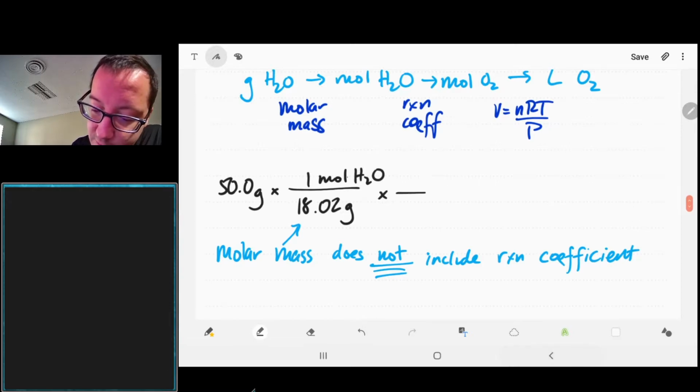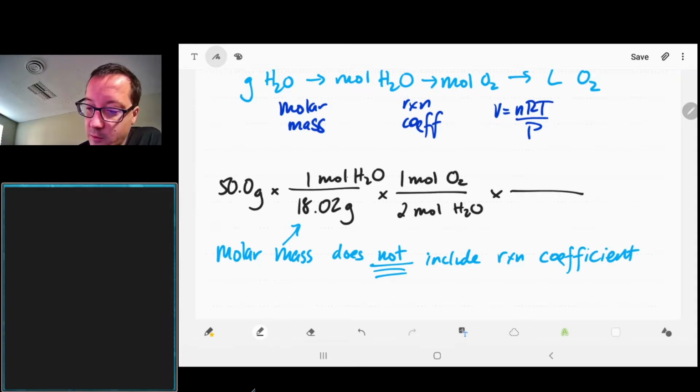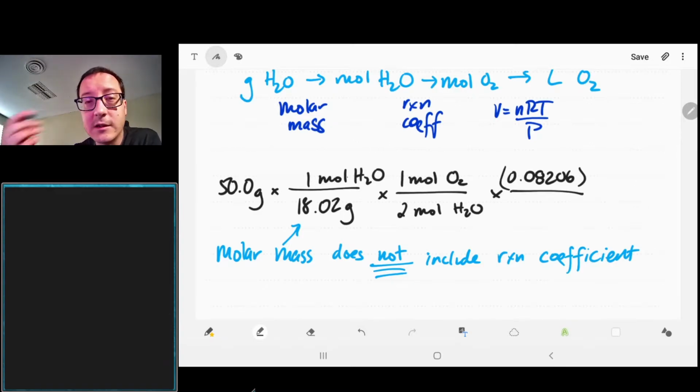Once we have our moles of water, we can apply our reaction coefficient. And then we have our 1 mole of oxygen gas. And let's just go ahead and do this one all together. So we're going to end up with moles, so we need to put RT over P. Or if you like, you can go ahead and pause here and then plug it into the formula if you prefer that way.